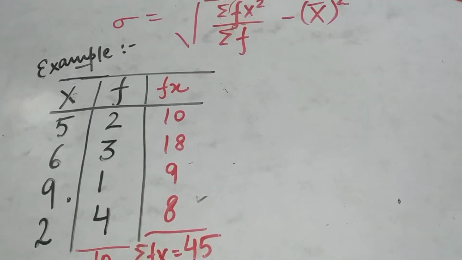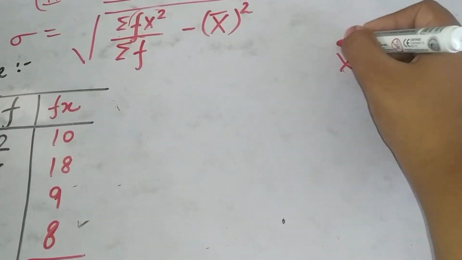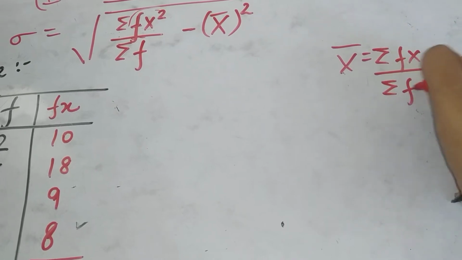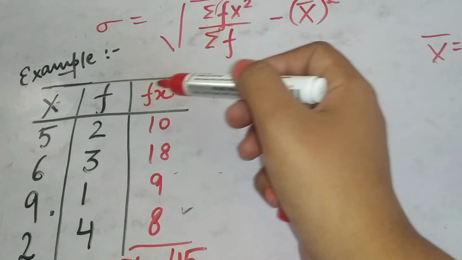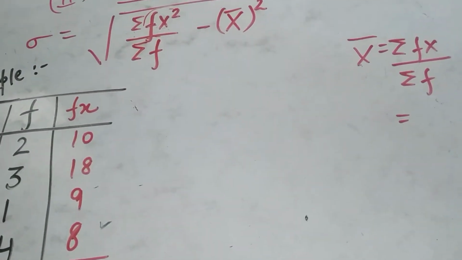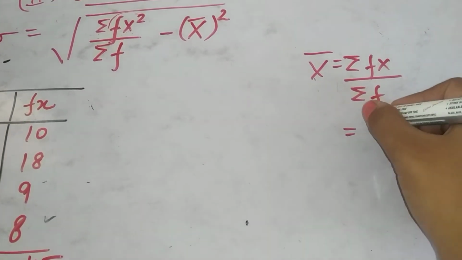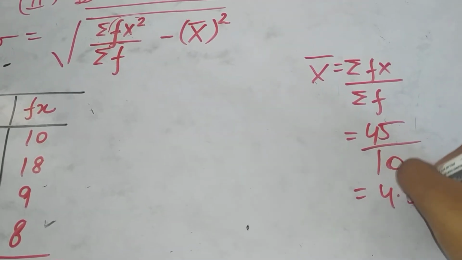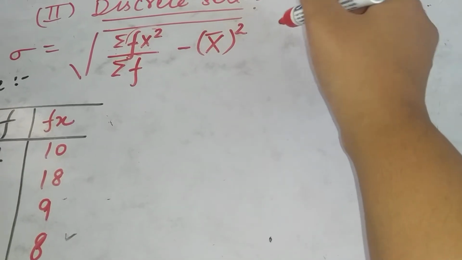So the value of mean will be summation fx upon summation f. Summation fx is 45 and summation f is 10. So 45 upon 10 is 4.5. Now put them in the formula.